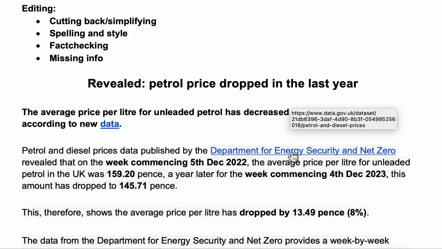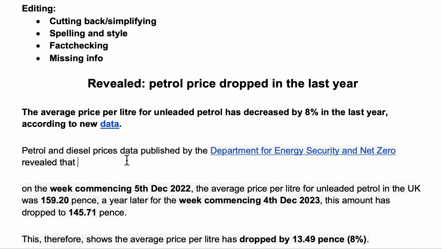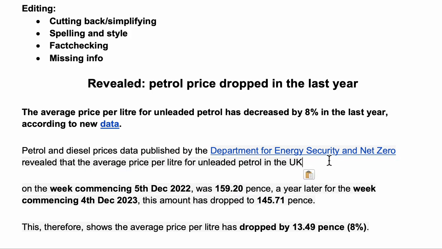Let's have a think about this. What we really want to say is that if you think about how you were describing this to someone else, you would kind of say, well, it's this amount now, but a year ago it was this amount higher, sort of thing. So let's go with the average price for unleaded petrol in the UK.